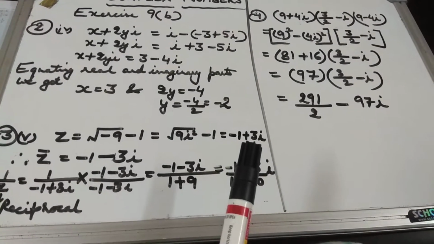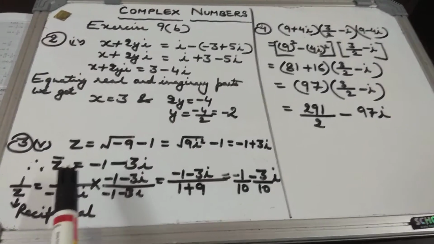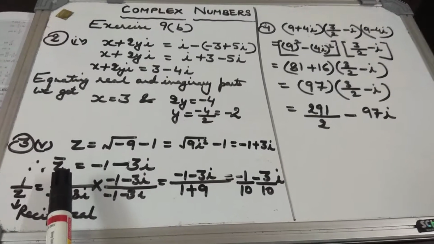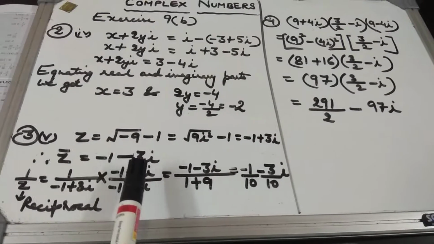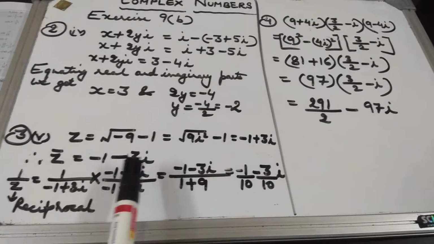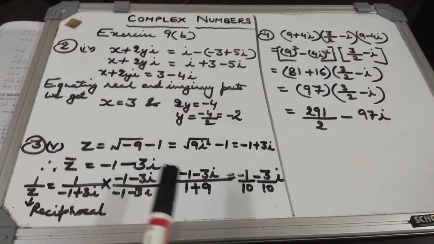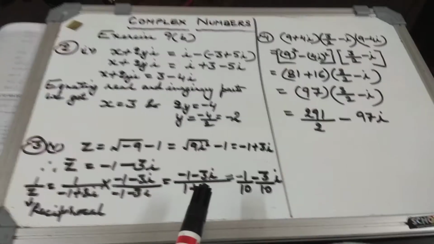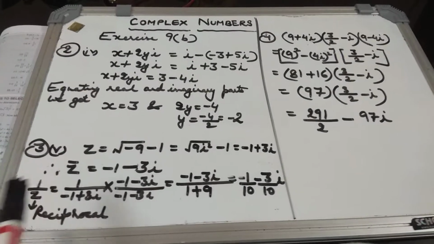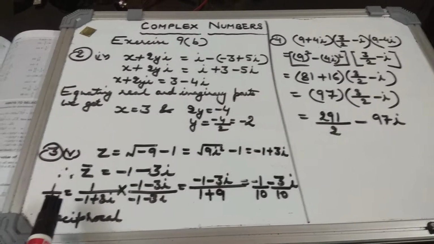Now this is z, and you have to find z bar. Z bar means conjugate of the number given to you. So change the sign of the imaginary part. Minus 1 minus 3i. Once you know the definition, then you will not have any problem. But the problem arises when you don't have the concepts. Now you will do the second part of the question where you have to find out the reciprocal of the number.